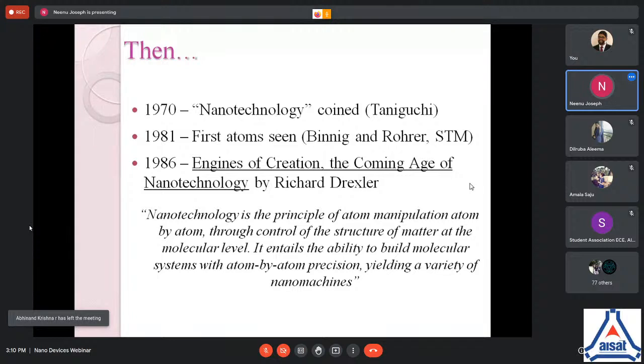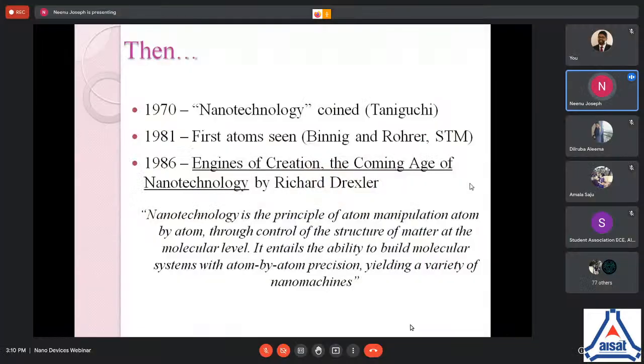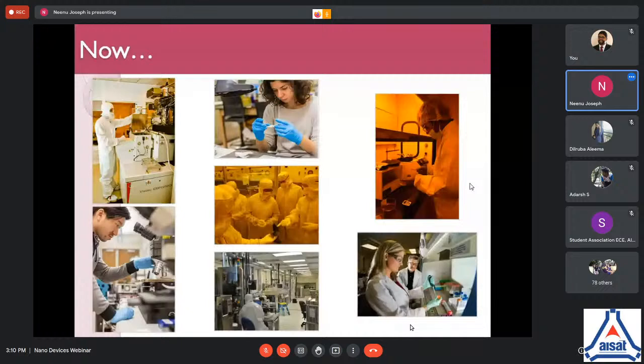And in 1986, Engines of Creation: The Coming Era of Nanotechnology by Eric Drexler. He says nanotechnology is the principle of atom manipulation, atom by atom, through control of the structure of matter at the molecular level. It entails the ability to build molecular systems with atom-by-atom precision, yielding a variety of nanomachines. And now this is the research going on in the nanoelectronics or nanotechnology field, and the research is done in a clean room facility.